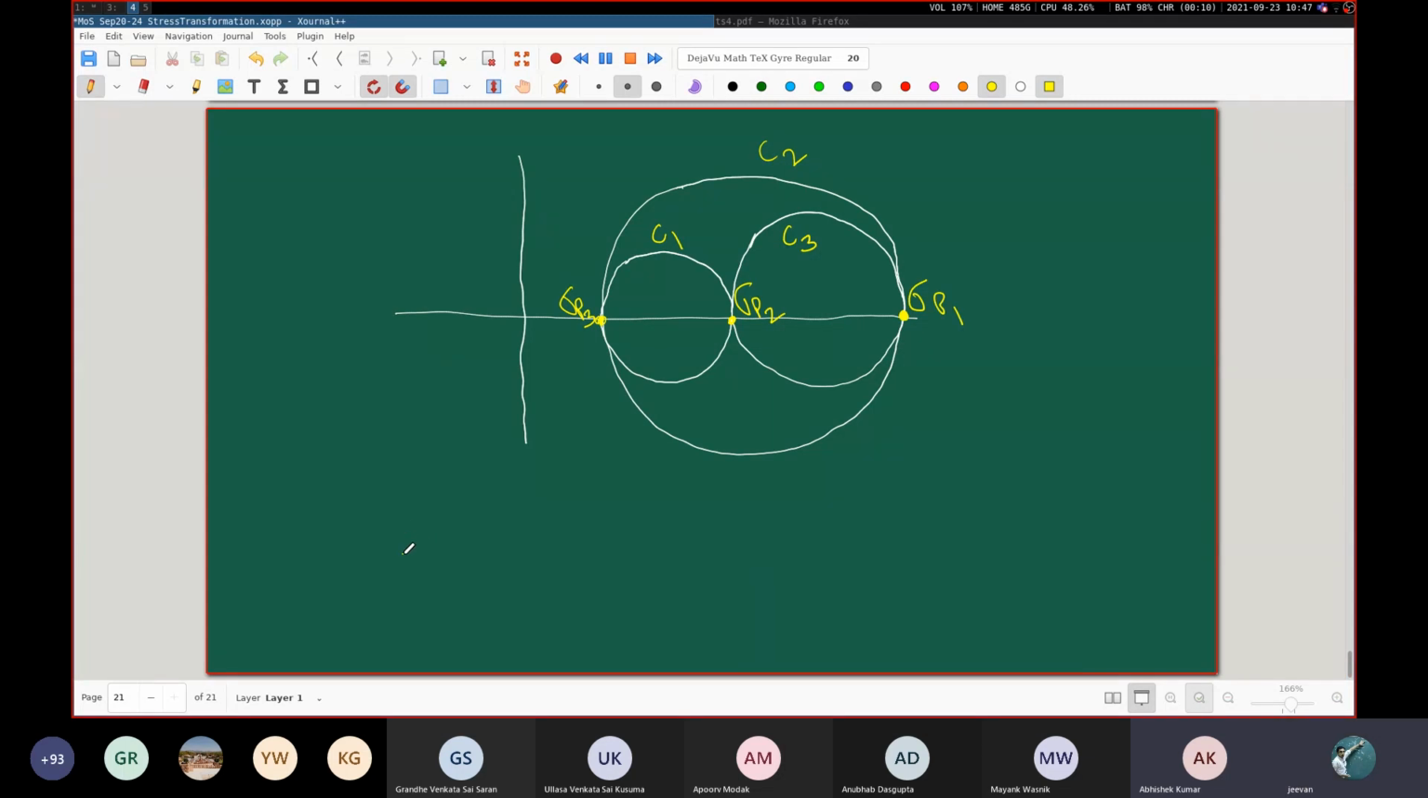Sigma P2 minus sigma P3 by 2. That is the radius, yes. And this time we don't even have to put the modulus, because you have already chosen to take sigma P1 greater than sigma P2 greater than sigma P3. Okay, so for the circle C1, this is the maximum in-plane shear stress.